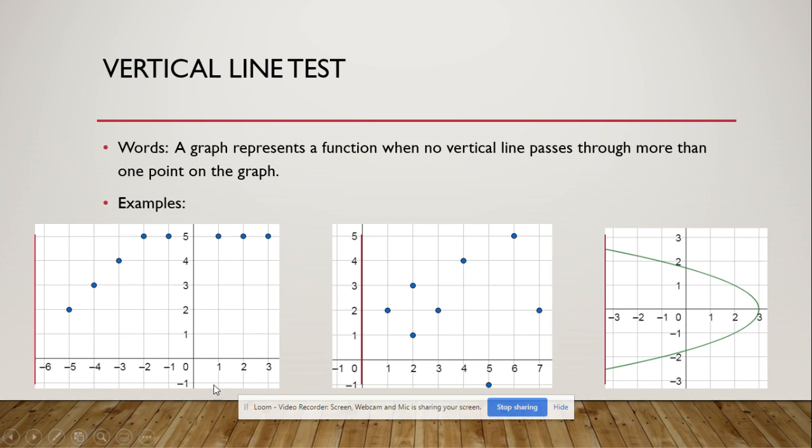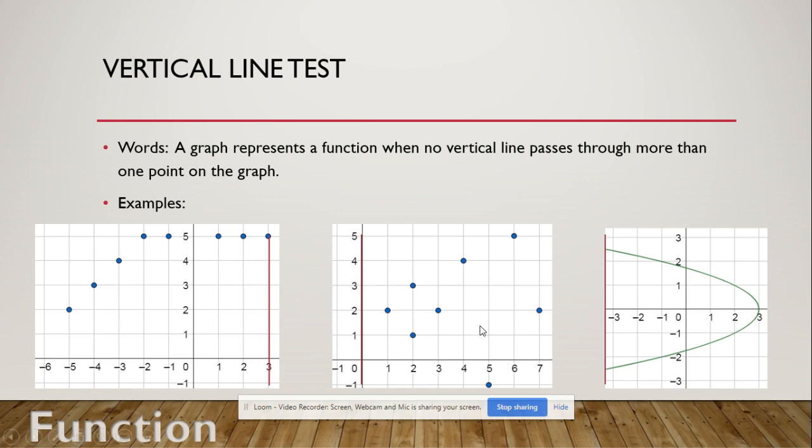Now, there's an even easier way to think about this, and that's the vertical line test. A graph represents a function where no vertical line passes through more than one point on the graph. So it's going to be a function if no vertical line will cross more than once. In this first example, notice as I move this vertical line, at no point did the vertical line touch more than one dot at a time. That makes this a function.